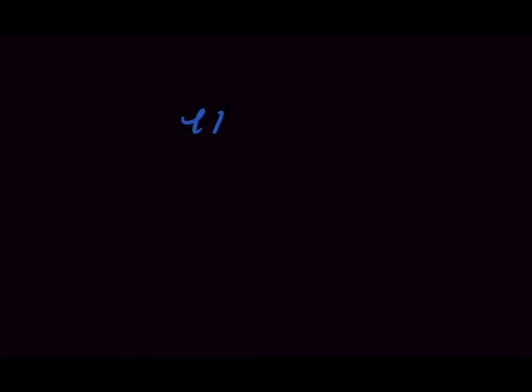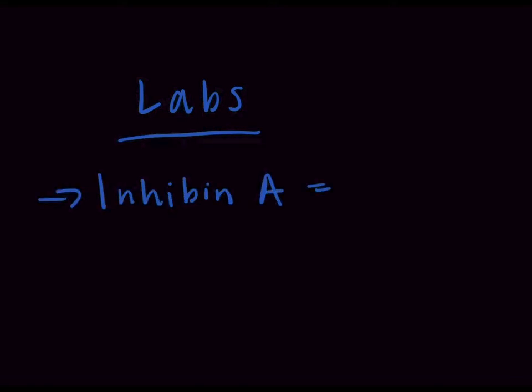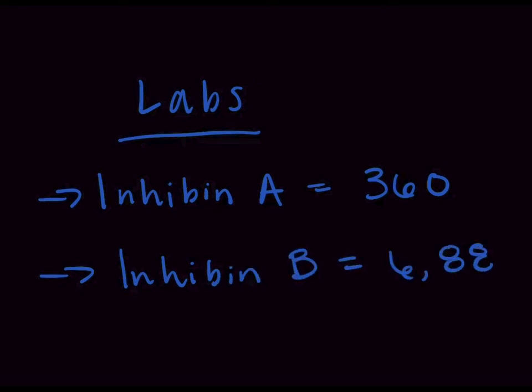On examination, she was felt to have a left-sided large abdominal mass. Laboratory studies revealed an elevated inhibin A of 360 and an elevated inhibin B of 6,880. The patient was then sent for transabdominal and transvaginal ultrasound.